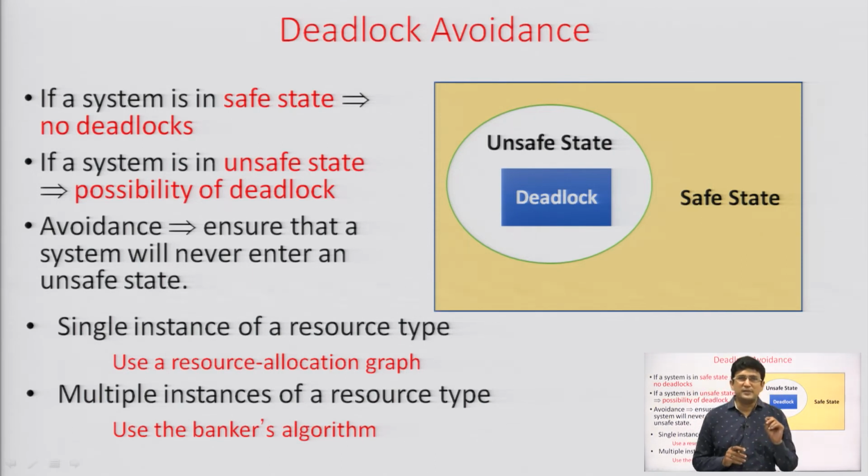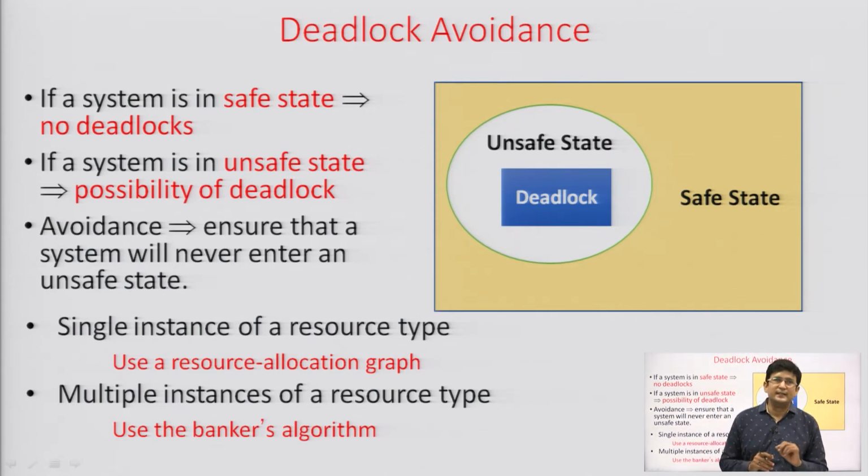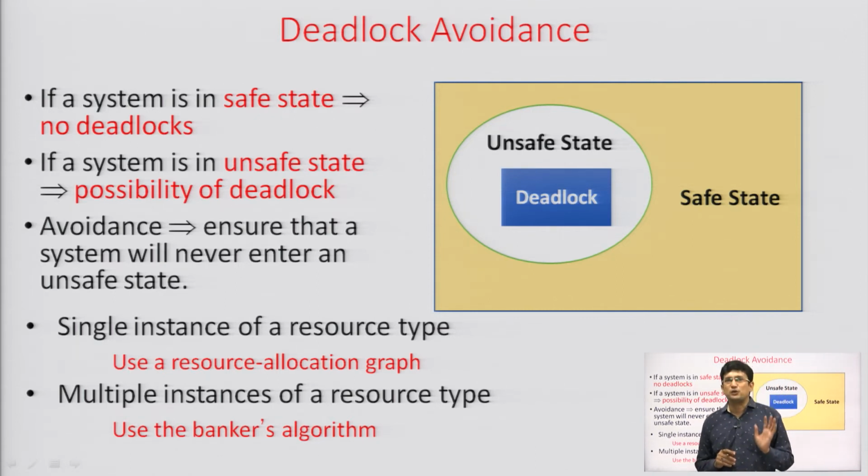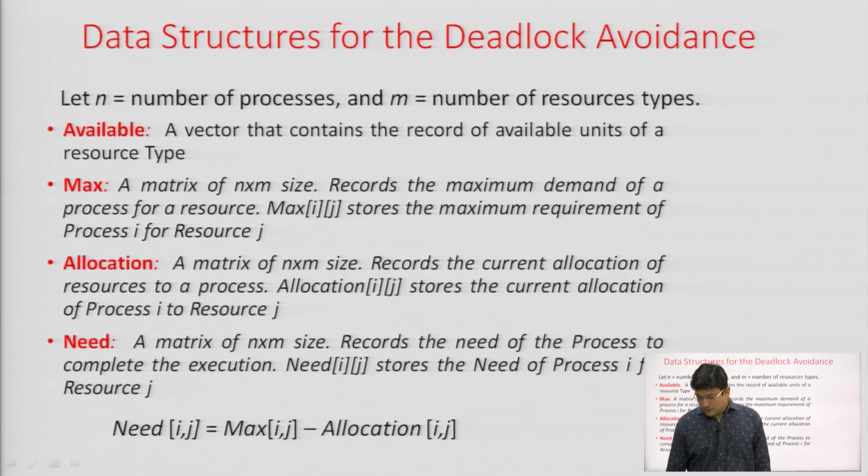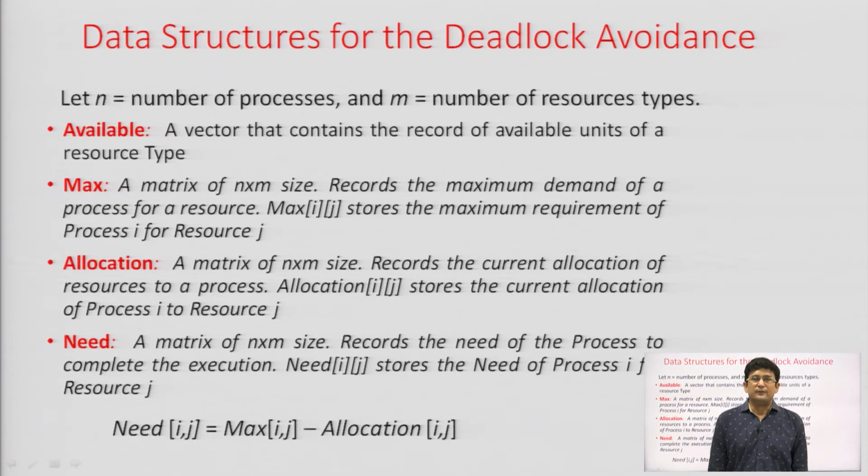So, if a system is in the safe state, certainly there is no deadlock. If the system is in unsafe state, there is a possibility of the deadlock. We cannot say it clearly, but yes, there is a possibility of the deadlock. Avoidance scheme ensures that the system does not enter the unsafe state ever. Fine. So, we have seen that these are the data structures that are required for the deadlock avoidance.